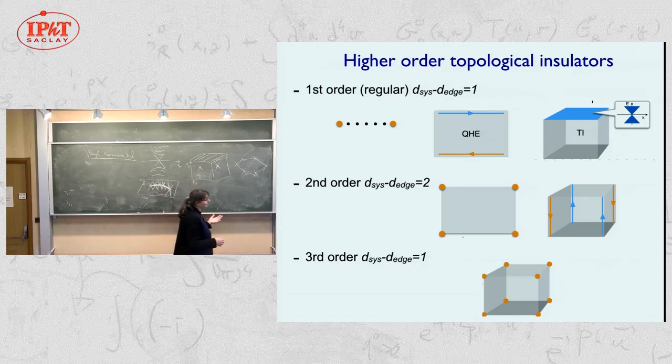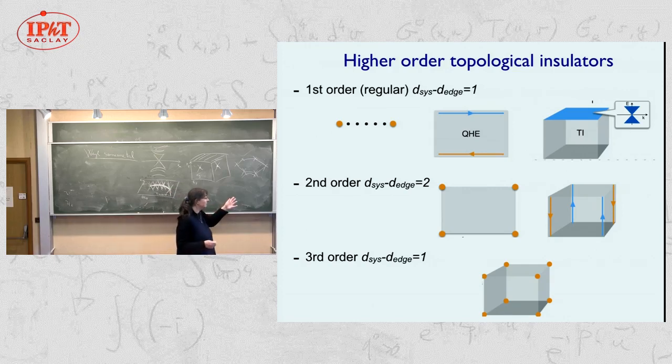But there are systems in which the dimension of the edge is more than 1 less than the dimension of the bulk. If I have a 2D system, you can imagine I have points, which are topological states. So the dimension of the system is 2, the dimension of the edge is 0, so the difference is 2. These are called second order topological insulators. If I have a 3D system, I can have edge lines, which are topological. Again, the dimension of the system is 3, the dimension of the edge is 1, the difference is 2. So these are examples of second order topological insulators.